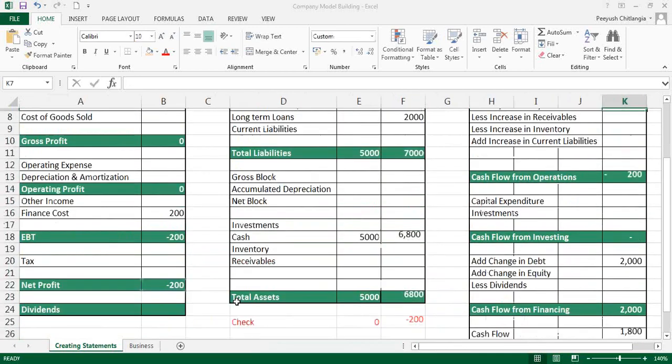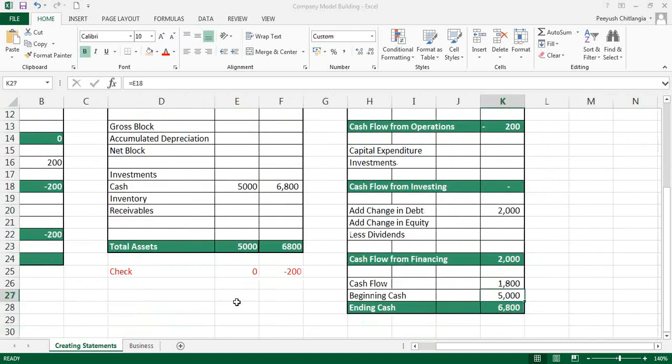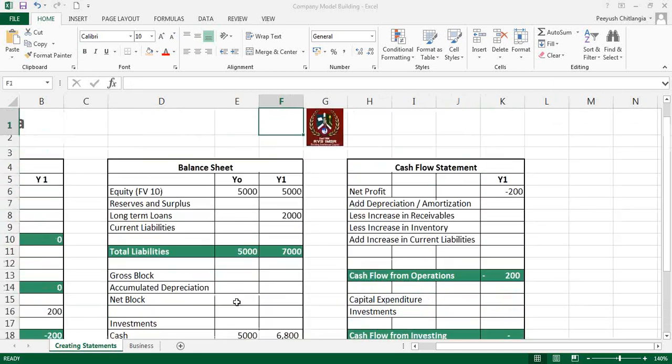Remember, we are linking numbers so that we have a completely dynamic model. So this 200 goes out, which results in the net cash flow for the year only being 1800, thereby ending cash being 6800. Right now, there is a mismatch in the balance sheet of 200. This is because on the liabilities side also this 200 has to be paid out by someone, right? Who pays this 200? Equity holders pay this 200.